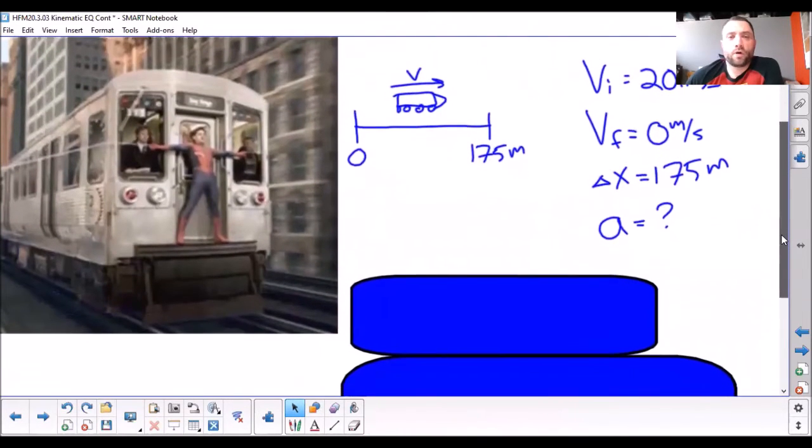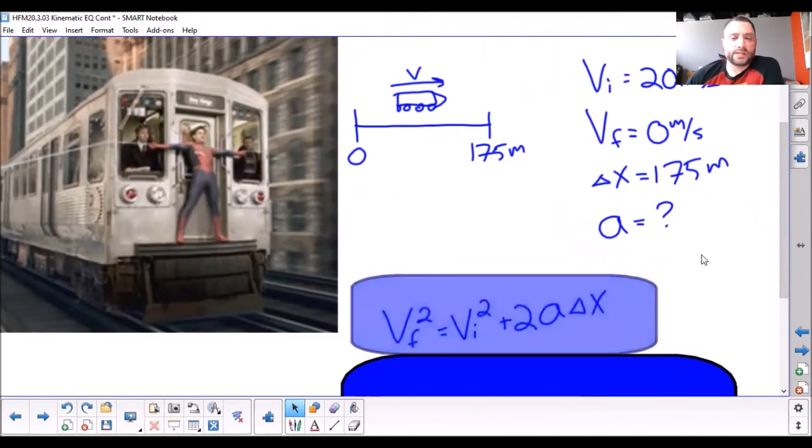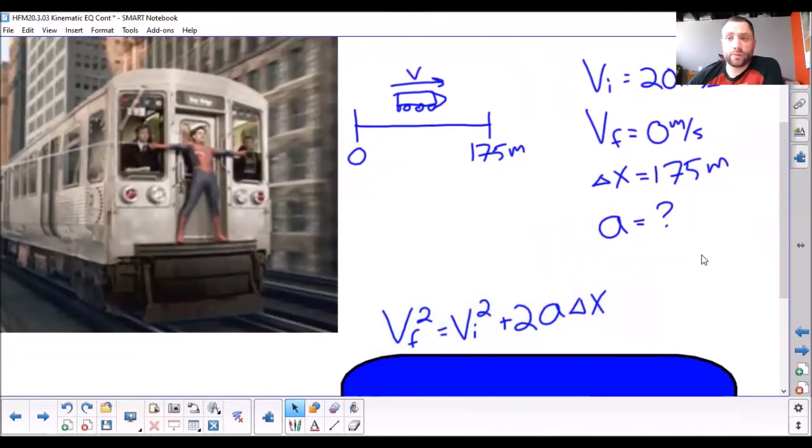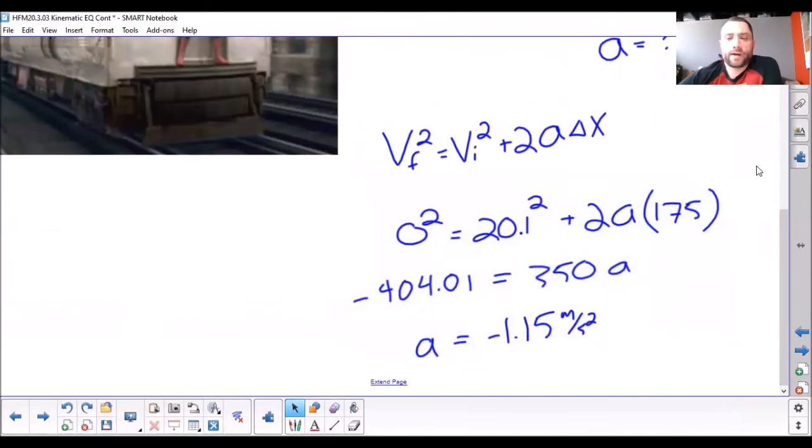Then you have to look over all your equations and decide which equation is going to work. In this case, you could use two different equations and solve for two different things. But if we use this equation, we weren't given any times, and this equation doesn't need time. So we substitute all of our values in, and we end up with an acceleration of negative 1.15 meters per second squared.